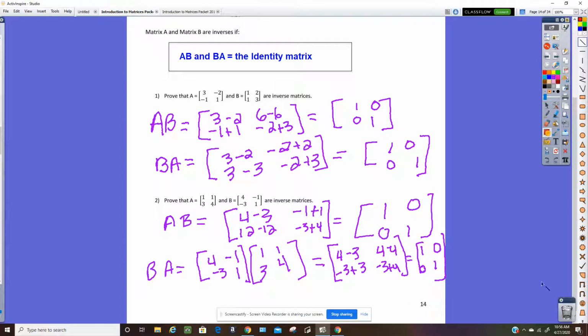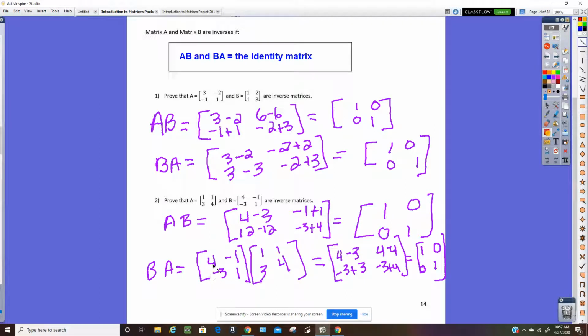And then for the second problem, same thing. Prove that A and B are inverse matrices. So A times B: 1 times 4 is 4, 1 times negative 3 is negative 3, 1 times 1 is 1, 1 times negative 1 is negative 1, 1 times 1 is 1, 3 times 4 is 12, 4 times negative 3 is negative 12, 3 times negative 1 is negative 3, 4 times 1 is 4. Sum the products, and I do get the identity matrix.